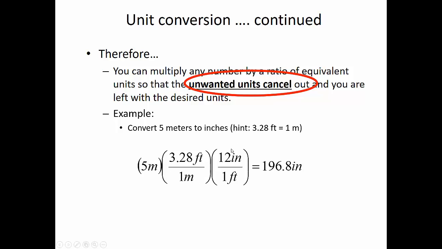There are 12 inches in 1 foot. This equals 1. So we're really not changing this initial length by multiplying it by these factors. However, once we do this, we can cancel our meters, we can cancel our feet, and we're left with inches. In this case, 196.8 inches.